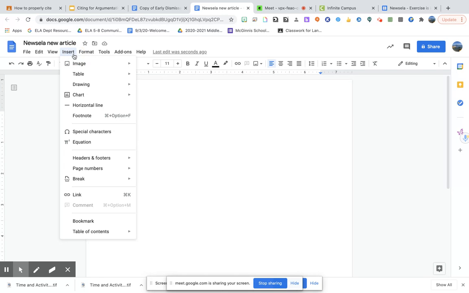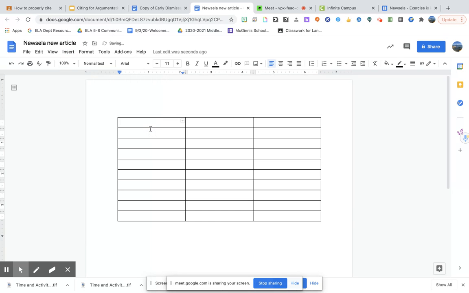which you should know how to do now. Insert table. We'll make it 3 by like 10. Make sure you have that. So you should have a 3 by 10 table. So this says News ELA New Article up top here, and then you should have a table 3 by 10.